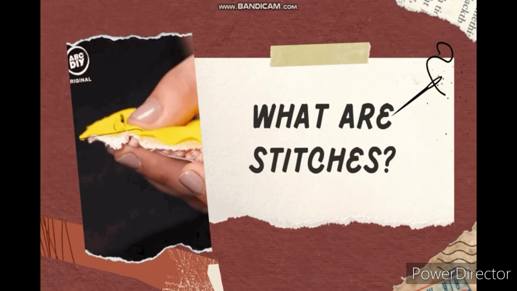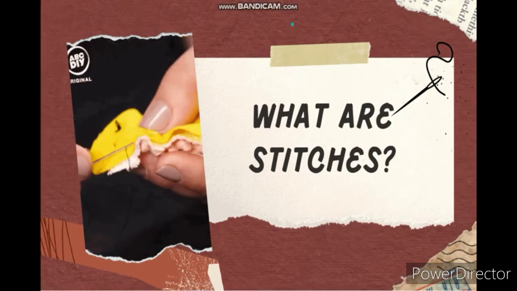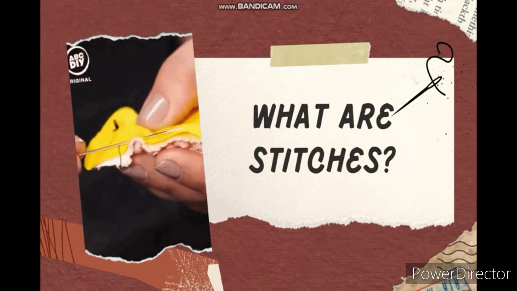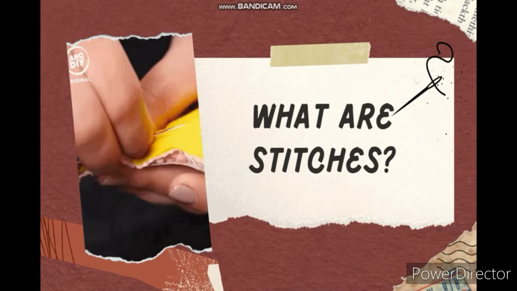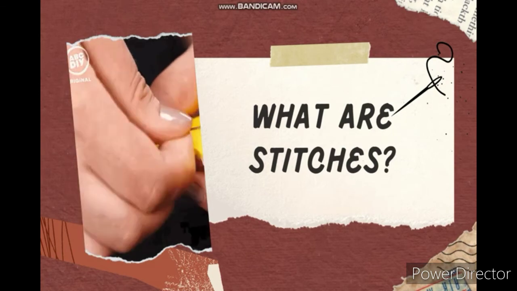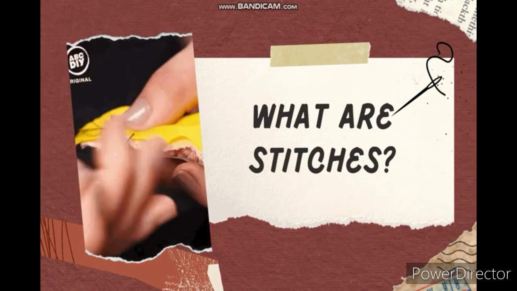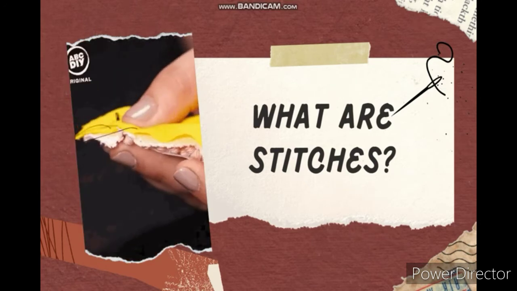What are stitches? Stitches are made by passing a threaded needle in and out of materials, making a specific design. The following are the materials needed for stitches. That is the needle, the thread, the scissors, the ruler, tailor chalk, and straight pin.